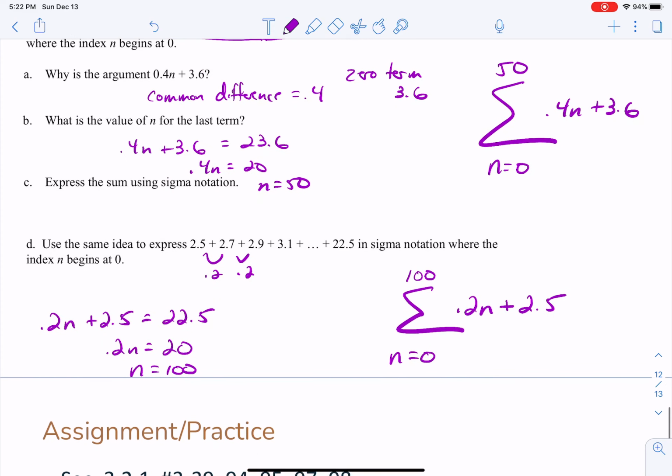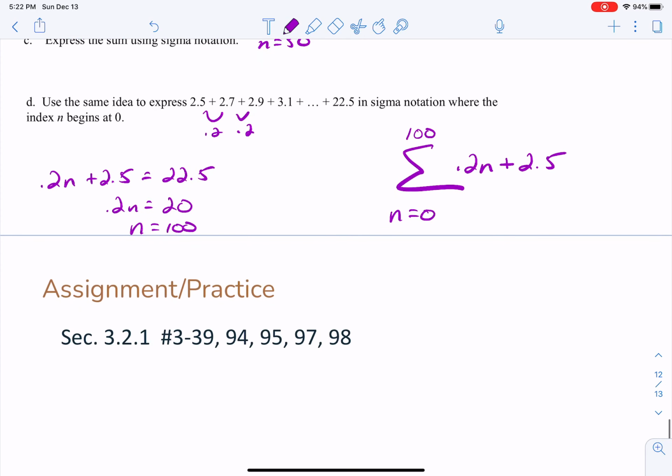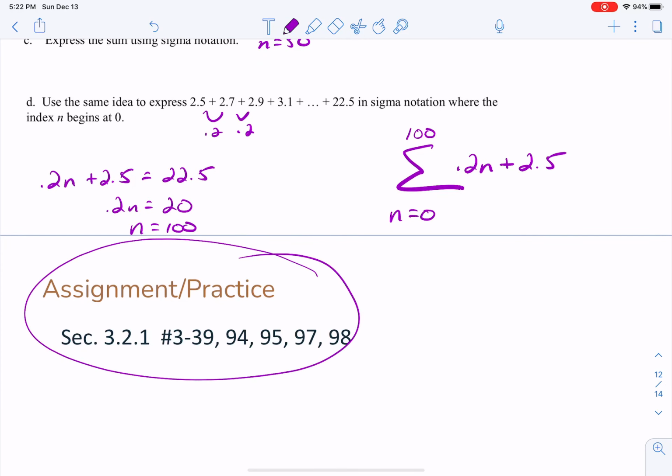So for practice on this, please complete these problems, bring your questions back to class and we will clear up any questions you have.